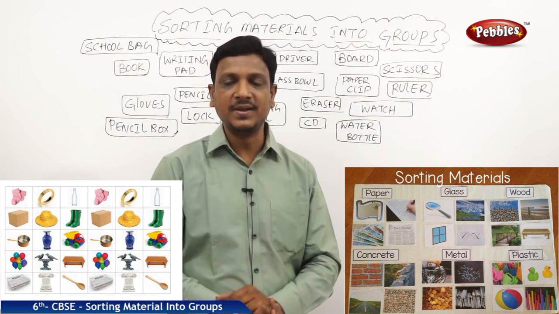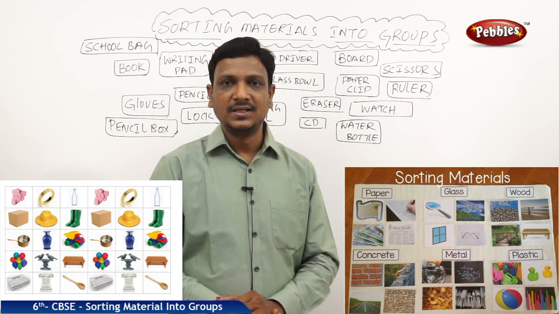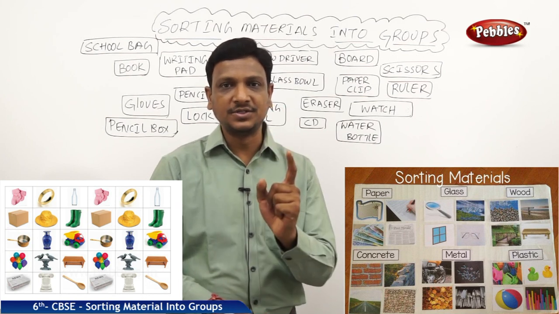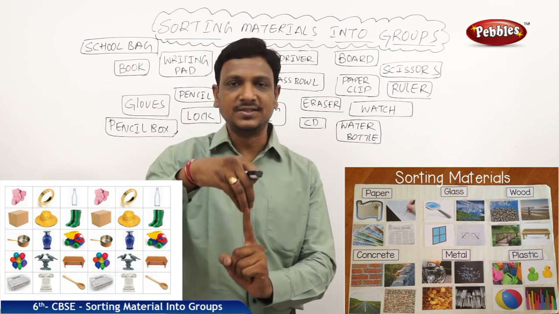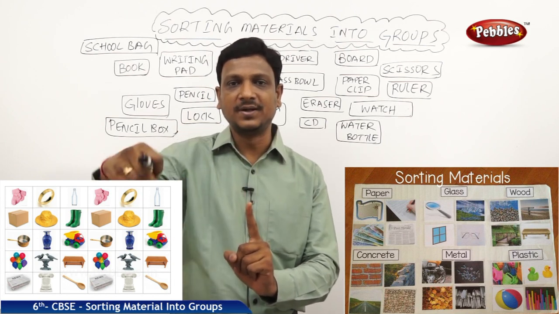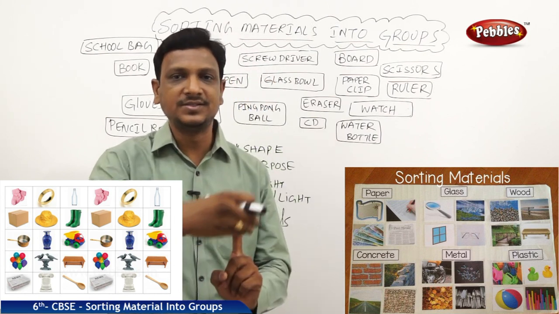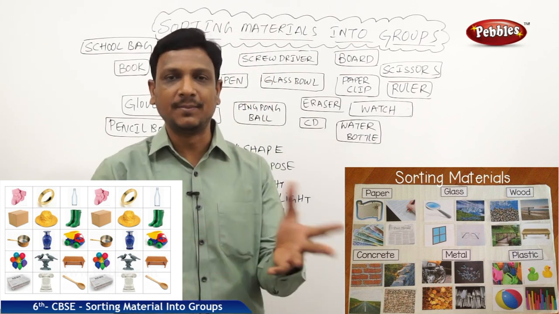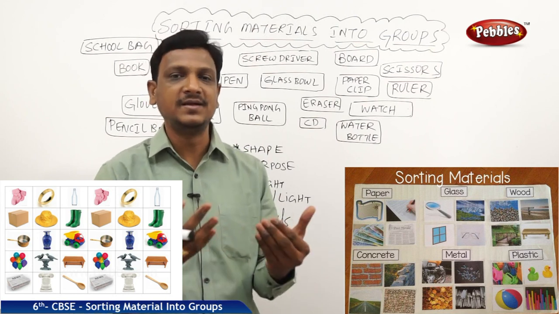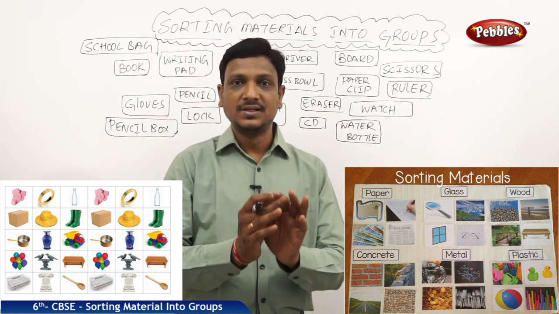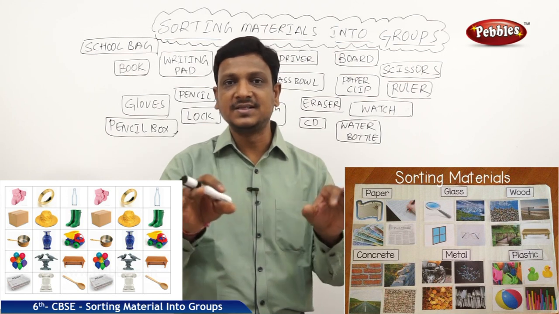The importance of grouping is that if you study the properties of one particular thing, then for the other things which are similar to it, you need not study each and every one separately in detail. You can apply this to all of them, in general. In specific, you may know some other differences. There may be some little differences, but mostly they will have the same general properties.